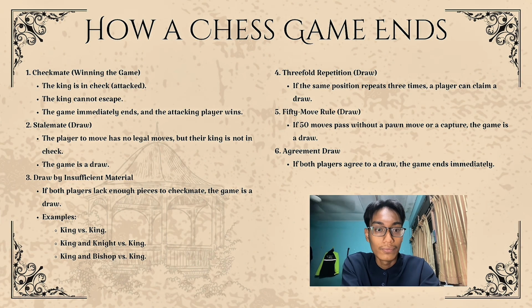Next, we have the 50 move rule draw. If 50 moves pass without a pawn move or a capture, the game is a draw. Finally, agreement draw. If both players agree to a draw, the game ends immediately.